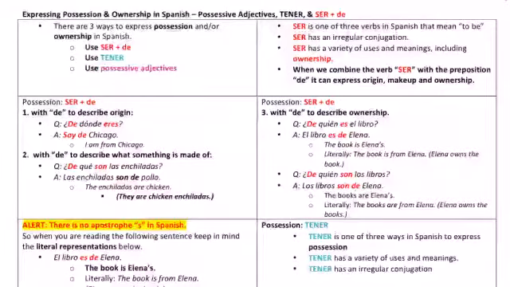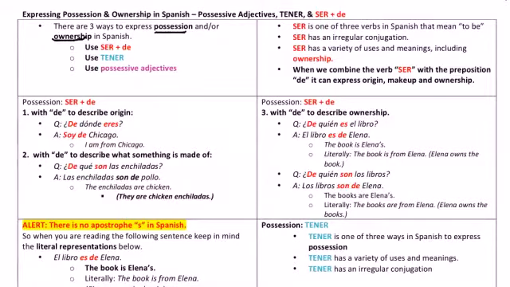Hola, soy la profesora Clark, and today we are going to talk about possession and ownership in Spanish. To begin, there are three ways to express possession and/or ownership in Spanish.